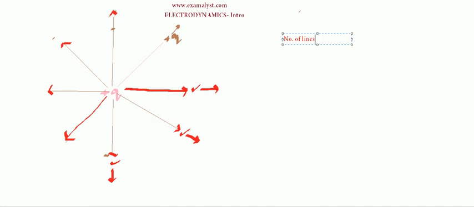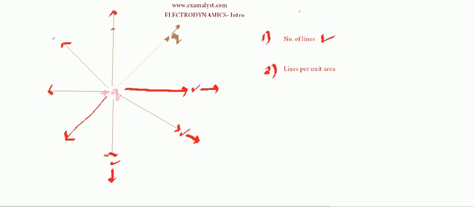And the second thing we have is lines per unit area. So let us discuss these two things. One is number of lines and the second is lines per unit area. So let us discuss number of lines.